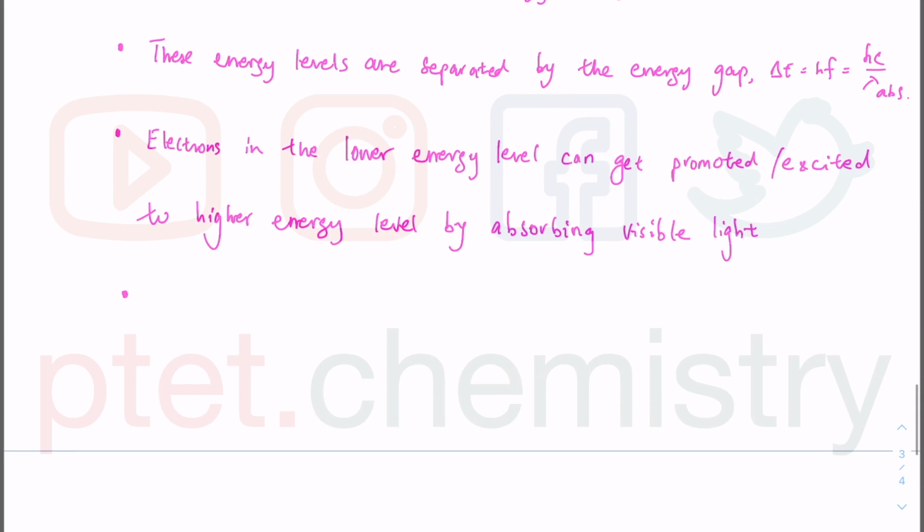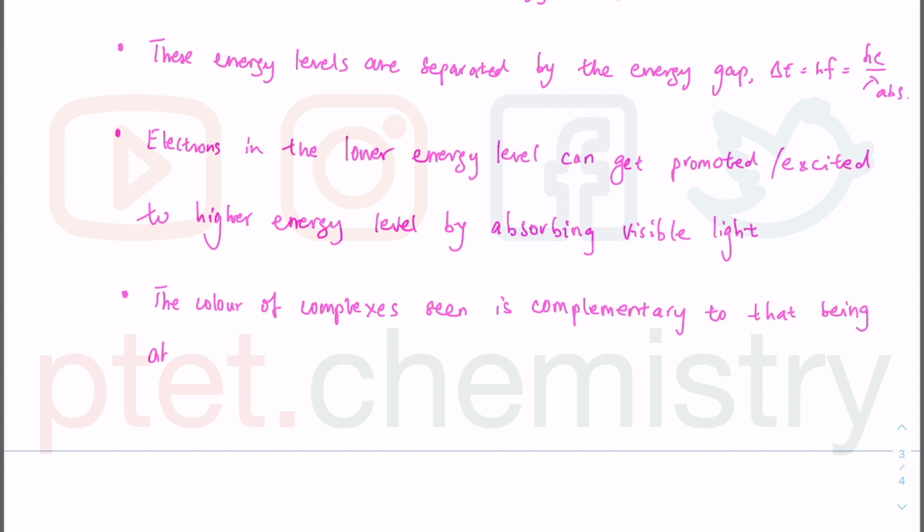So what color do we see? The color of complexes seen or observed is complementary. There's a color wheel associated with this, actually complementary to that being absorbed by the complex. So whatever is being absorbed does not pass through. Whatever you see is a result, or a combination, of whatever passes through.